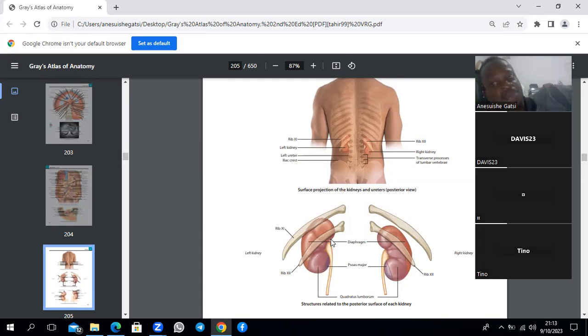That's the hilum of the kidney. That's where things go in. That's where things go out. Right?